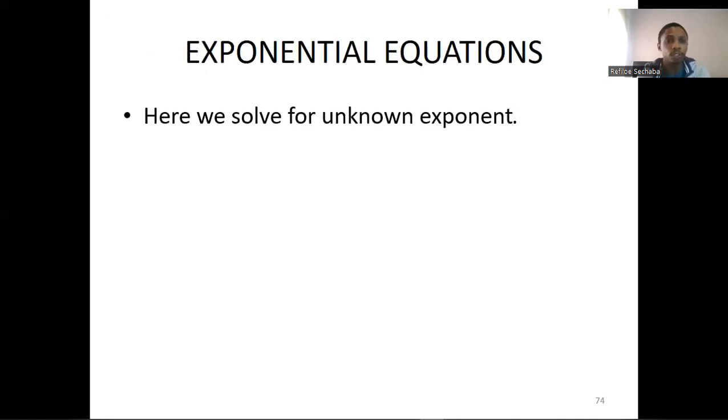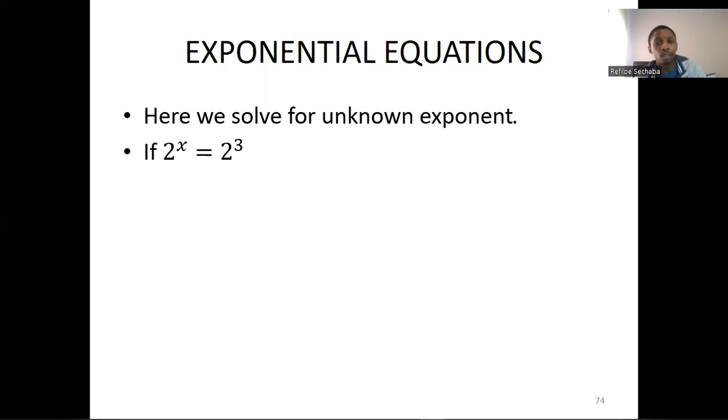Now we're going to get into exponential equations, okay? Here we solve for unknown exponents. Let's say we've got 2 to the exponent of x is equal to 2 to the exponent of 3. It makes sense for that. Remember, the equal sign simply means sameness. It means that what you have on the left-hand side must be the same as what you have on the right-hand side, okay?